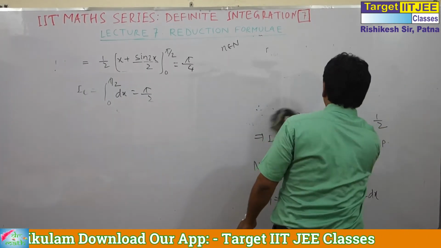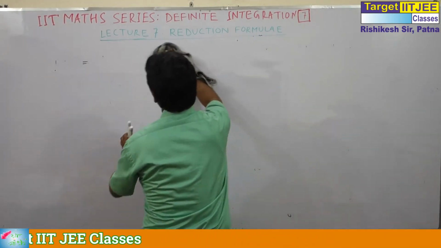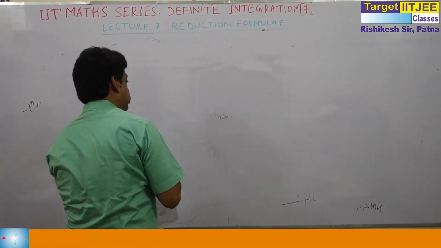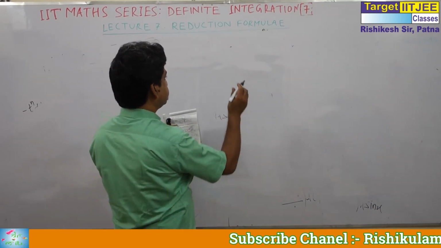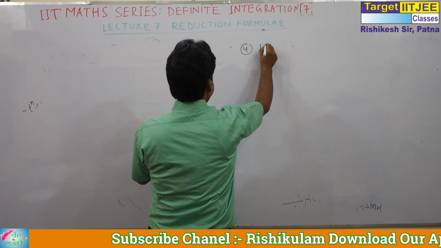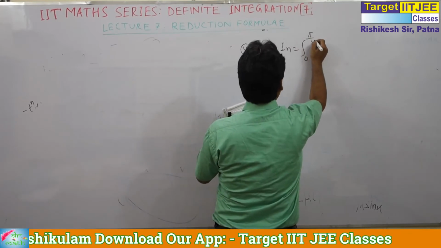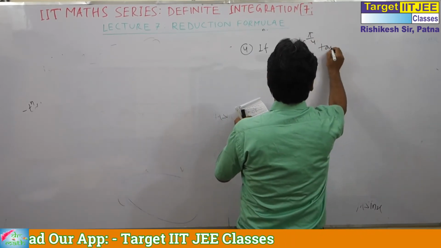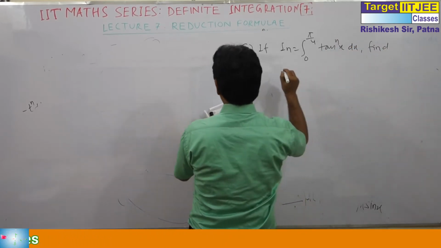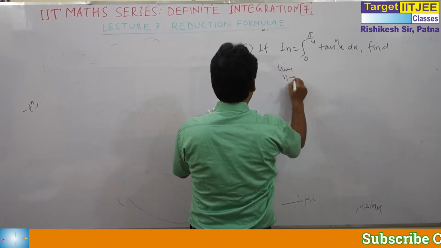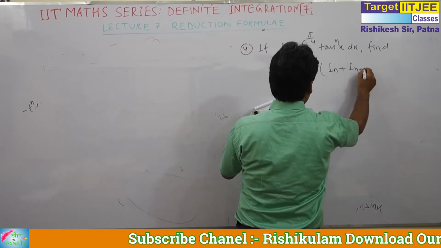Now, this question is related to tan x. This question was asked way back in AIEEE. The question is, if In is the integral from 0 to pi by 4 of tan to the power n x dx, find, the actual question is, the limit as n goes to infinity of n times (In plus In plus 2).